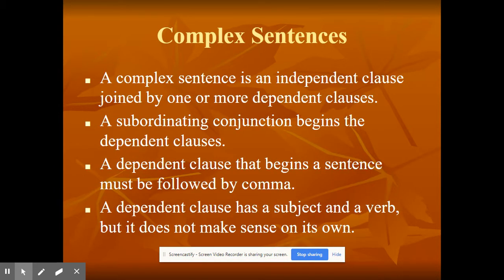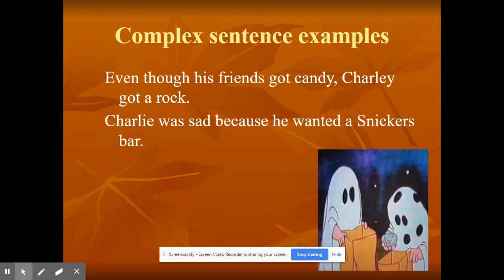Now we have our complex sentences. A complex sentence is an independent clause joined by one or more dependent clauses. So a subordinating conjunction begins a dependent clause, and then it's followed by a comma. And a dependent clause has a subject and a verb, but it does not make sense on its own. So we'll look at some examples here.